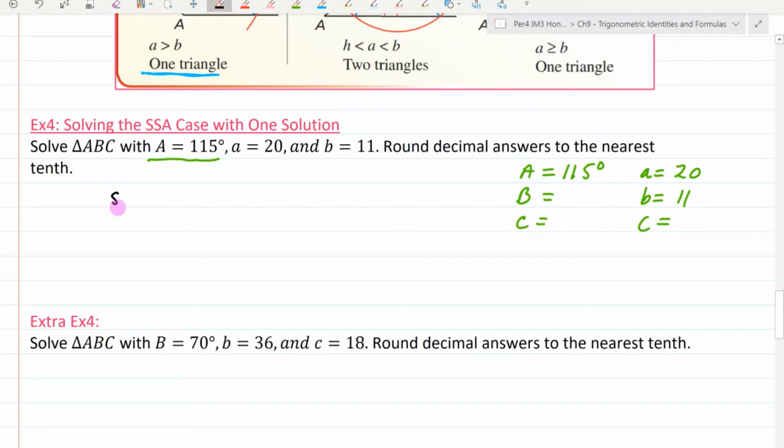So we have to do sine of A, which is 115, over A, which is 20. And then we have to solve for sine of B because we don't have any information for angle C or side C at all. So sine of B over 11. When we cross multiply here, we're going to multiply sine of 115 times 11, and then we're going to divide by 20. When you do that, I want you to write down what sine of B will equal. So after we divide by 20, we're going to get that sine of B is equal to 0.498 and a whole bunch of other numbers. Leave those in your calculator.